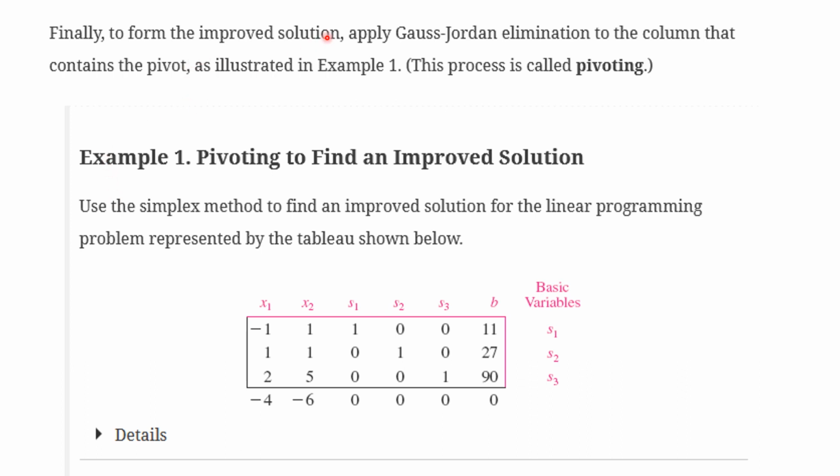And finally, to form the improved solution, we are using Gauss-Jordan elimination, and this is what we call pivoting. Okay, so let's do this. To find an improved solution, this is the LP that we were talking about before. And you see this is the initial tableau that we have. Now when we look down here, we see that we do have negative numbers, which means this isn't as good as we can do, and we're going to take this -6 to be the pivot column, because that's the most negative number.